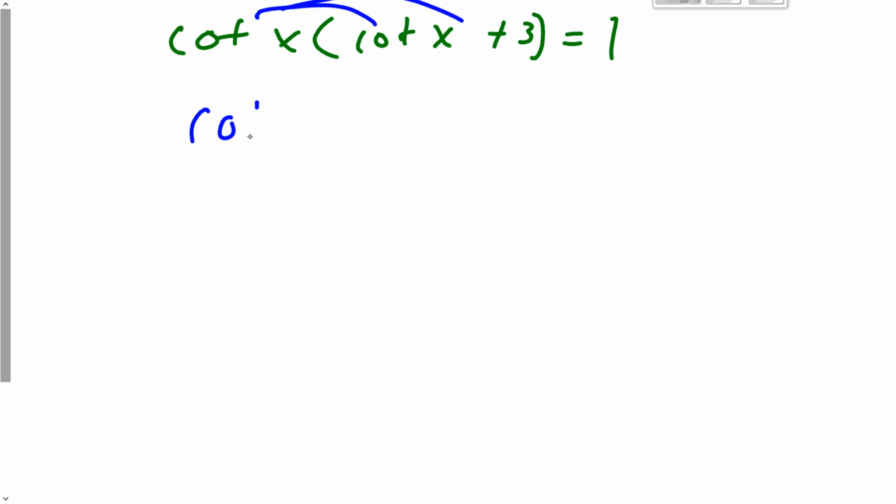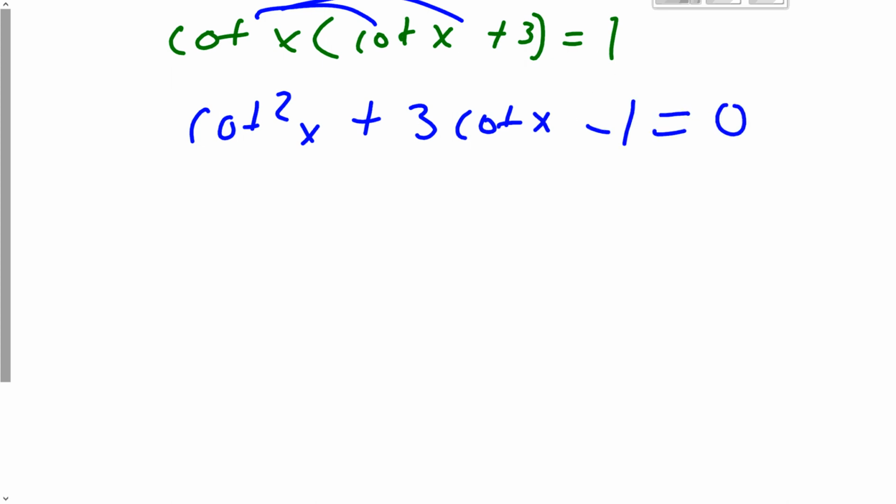So we get 2 cotangent squared x plus 3 times cotangent x. And then if we subtract 1 on both sides, we get negative 1 equals 0. So now it looks like a quadratic, so now we can go ahead and factor this. You could substitute u if you wanted to: 2u squared plus 3u minus 1. Factor this.